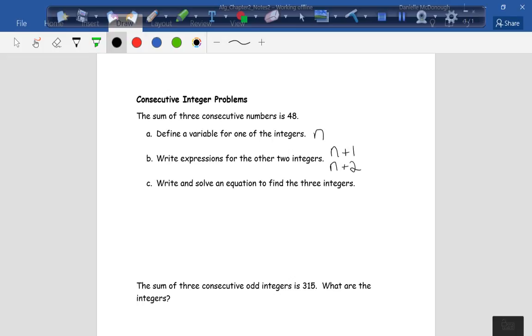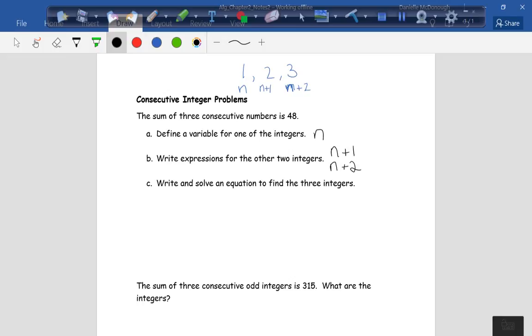The reason why is because if you think about this for a second, I'm going to write this in blue, but if I have the numbers 1, 2, and 3, those are consecutive integers. If I said 1 was n, well, 2 would be n plus 1, and this 3 right here would be n plus 2.